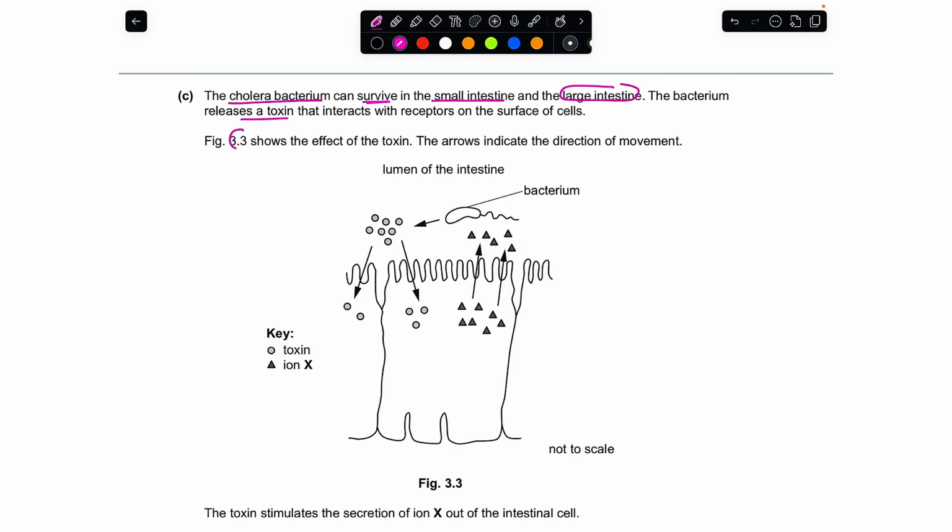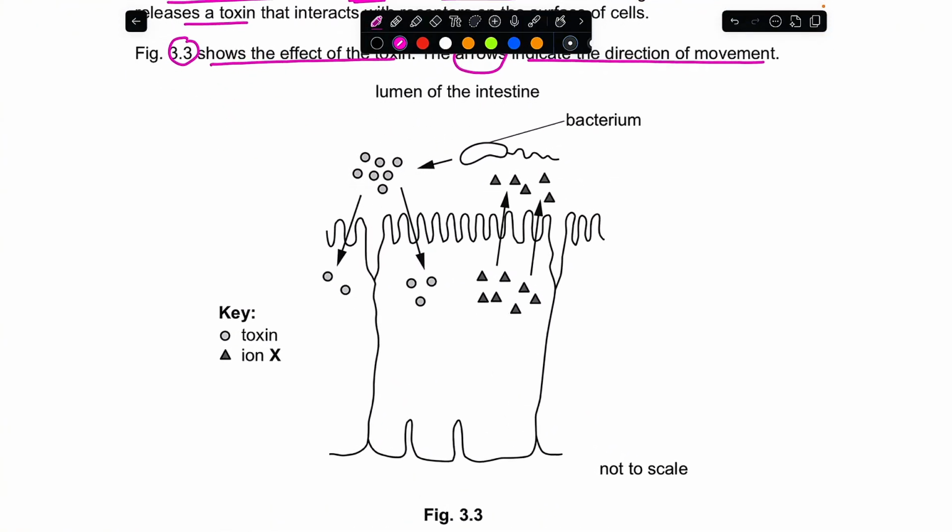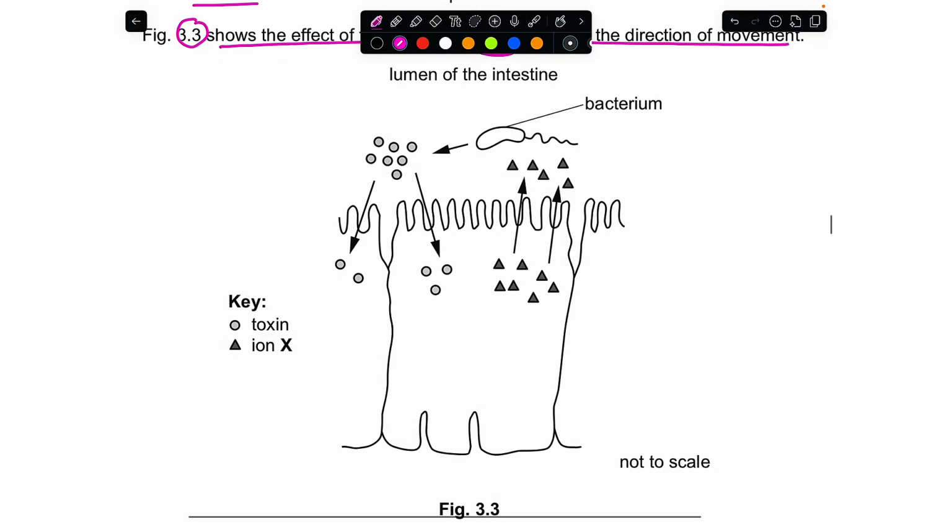Now, in figure 3.3, they are showing us the effect of the toxin. And the arrows which they gave us here, at these points, actually indicate the direction of the movement. So if I were to simply tell you the mechanism of it, and for sure by that you would get the answer. Here the bacteria is coming, and the bacteria is releasing the toxins. The toxins are getting into the epithelial cells of the villi, and once the toxins get in, what they do is pump the ion X, and that ion X is the chloride ion.